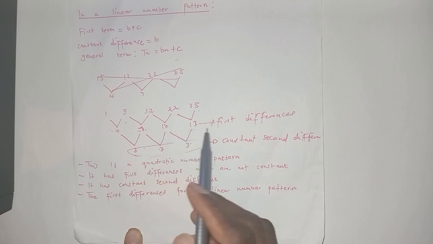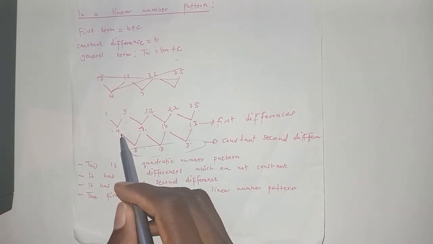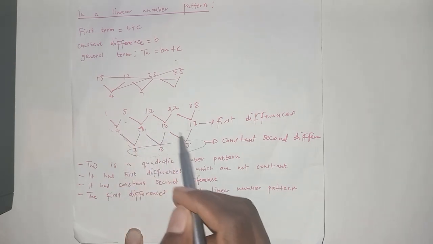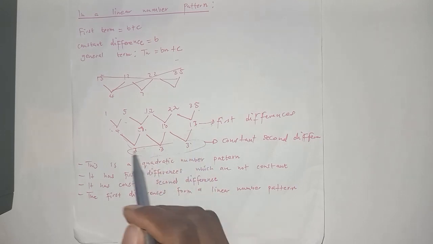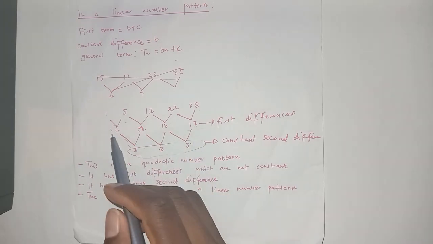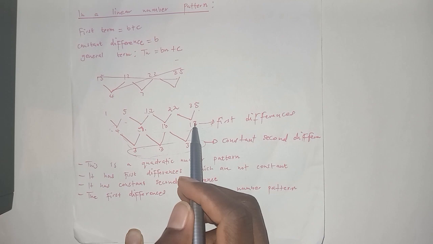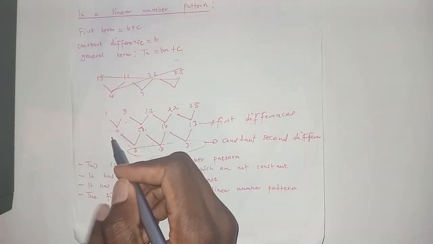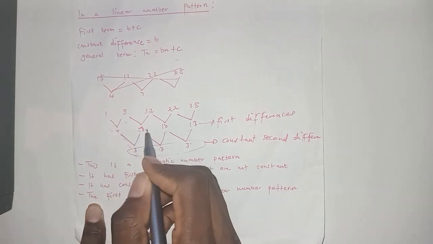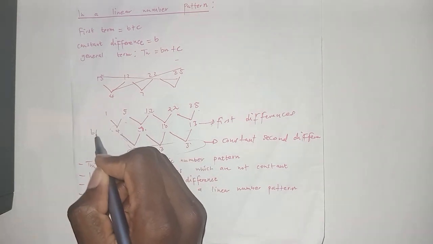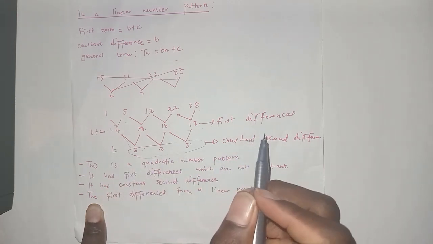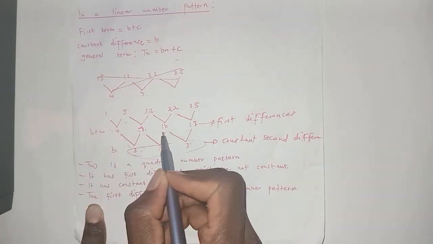These first differences form a linear number pattern because look at what the differences between these numbers give us: 3, 3, 3. So what do you notice? Constant difference, linear number pattern. Remember what we got on the previous number pattern? From here we have Bn plus C and we have B for a linear number pattern.